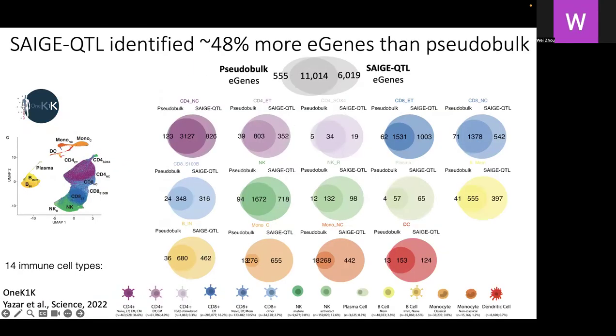So let's close this section with a concrete result. In the 1K1K cohort, which profiled 1,000 donors, with on average 1,000 immune cells per donor at single cell resolution, the method identified roughly 48% more eGenes than the pseudobulk approach.